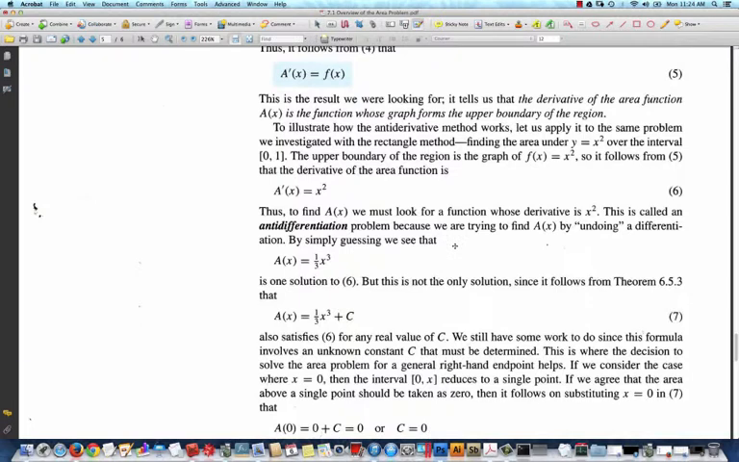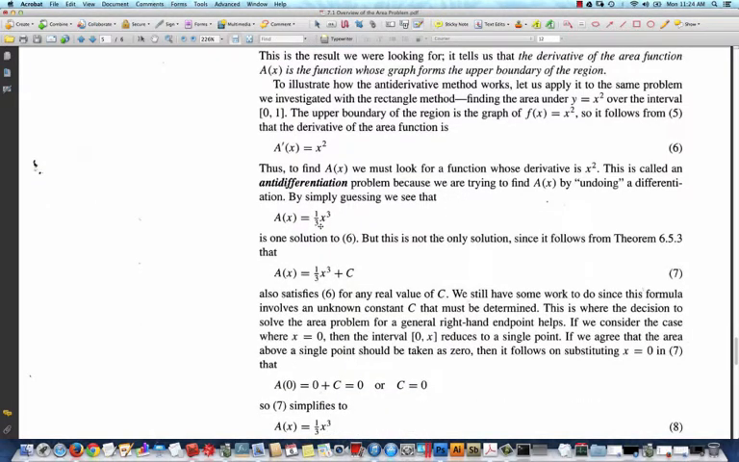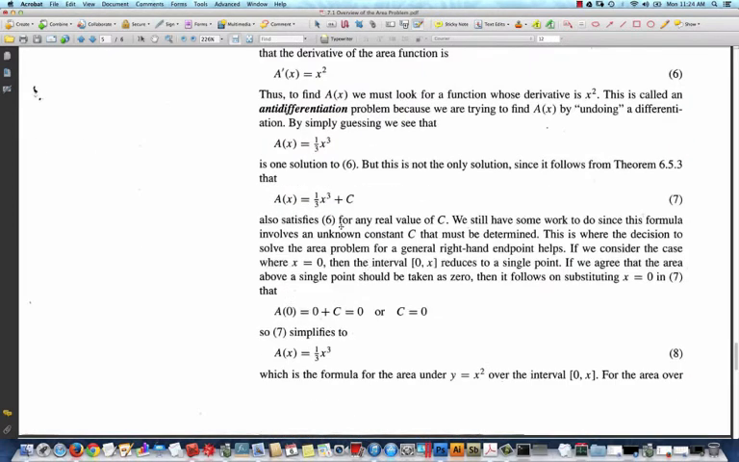By simply guessing, we can see that a of x is equal to 1/3 x cubed, but that's only one solution. It's not the only one, since it follows from theorem 6.5.3 that a of x equals 1/3 x cubed plus c is also another solution. Remember, the derivative of a constant is 0, so when we integrate, or anti-differentiate, we do so up to a constant. So 1/3 x cubed plus any constant satisfies the equation a prime of x equals x squared, for any real value of c.